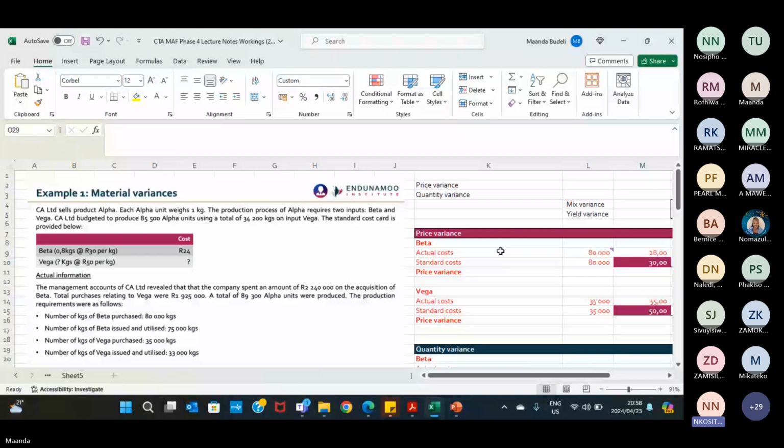If you can please explain to me why we are dividing the 34,200 by 85,500 to get that 0.40, because my thought process was that since the beta is using 0.8 kgs, I was going to take the difference between 1 kg and 0.8 kgs to allocate that to Vega. Okay, so you're going to say Vega is 0.2 kgs. Yes. Okay. So if we add 0.4 and 0.8, that's 1.2.